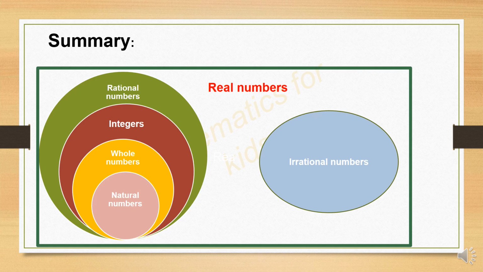Summary time. In this video till now we have discussed different types of real numbers. Real numbers are broadly divided into two groups, that is rational and irrational numbers. Rational numbers include integers, whole numbers and natural numbers.